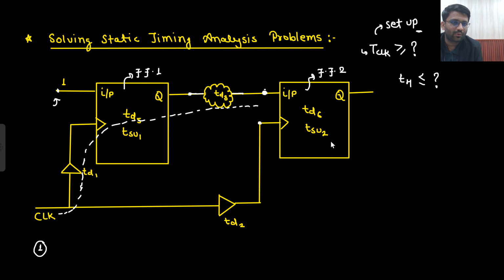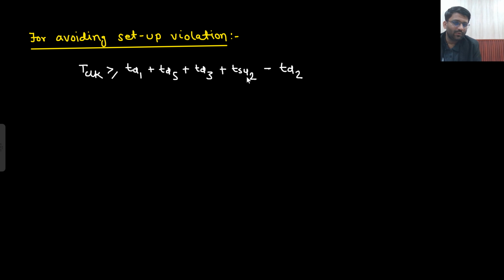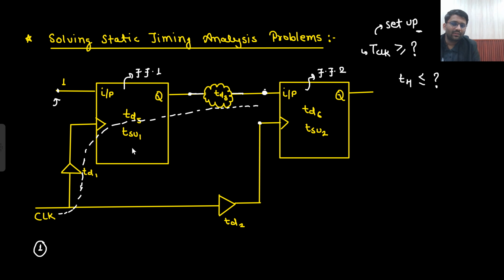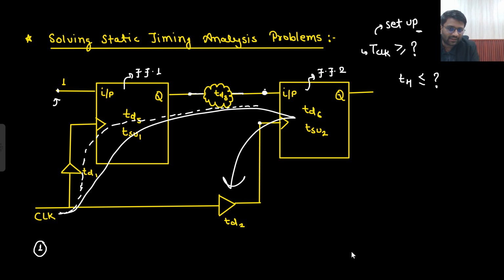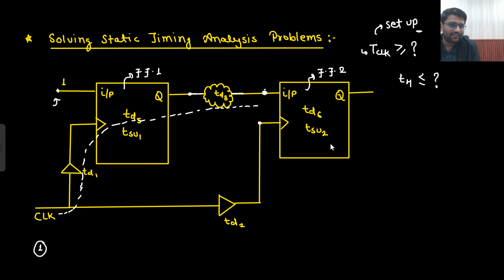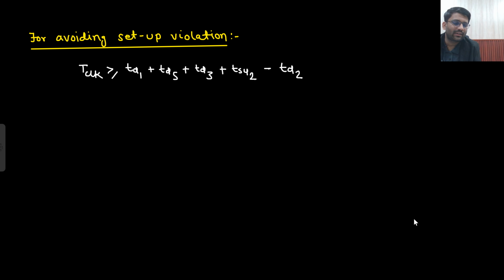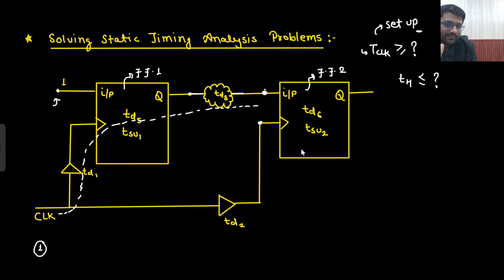That will be T setup 2, and then minus something. So this is the diagram that you can make. Go here, ask the setup time, add the setup time, and then see when the clock is reaching this flop. Here the clock is reaching after a delay of TD2, so subtract TD2 from here. That's it. This is the T clock equation. In the examination, they don't ask the whole equation, but you can write down the whole equation very easily. That's our whole time of the second flop.